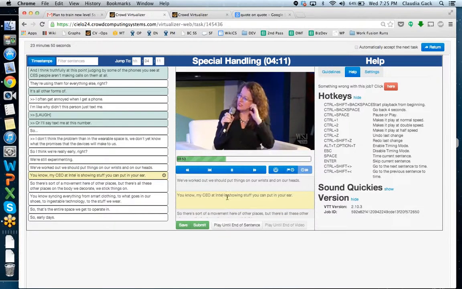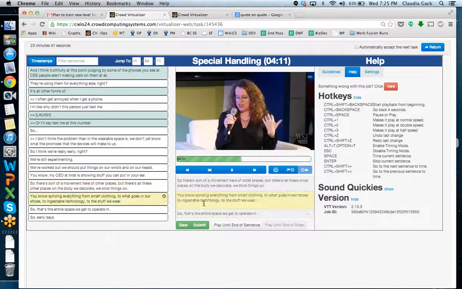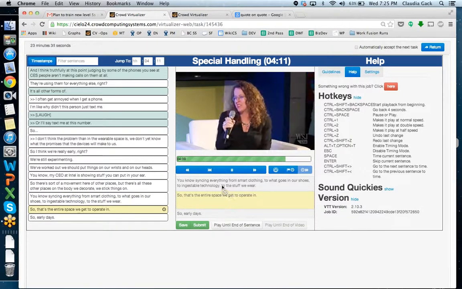My CEO at Intel is showing stuff you can put in your ear. So there's sort of a movement here of other places, but there's all these other places in the body we decorate, we stick things on, thinking everything from smart clothing to what goes in our shoes to ingestible technologies to the stuff we wear. That's the entire space we get to operate in.